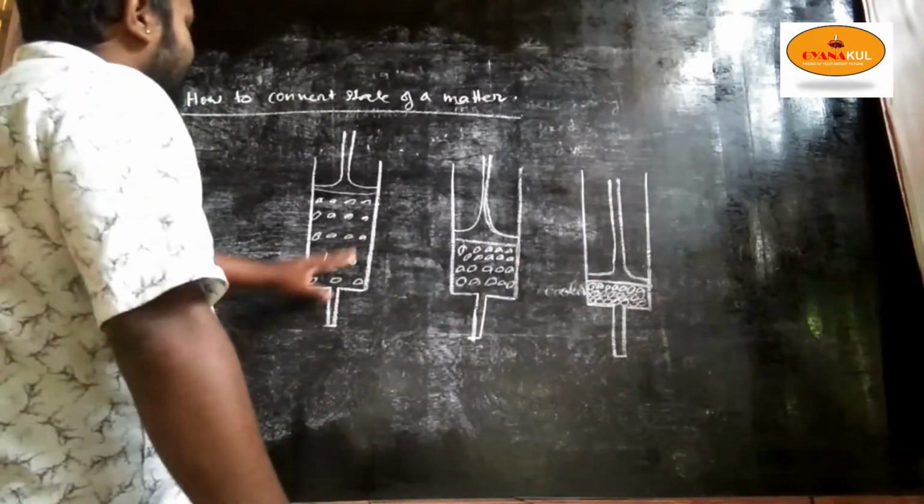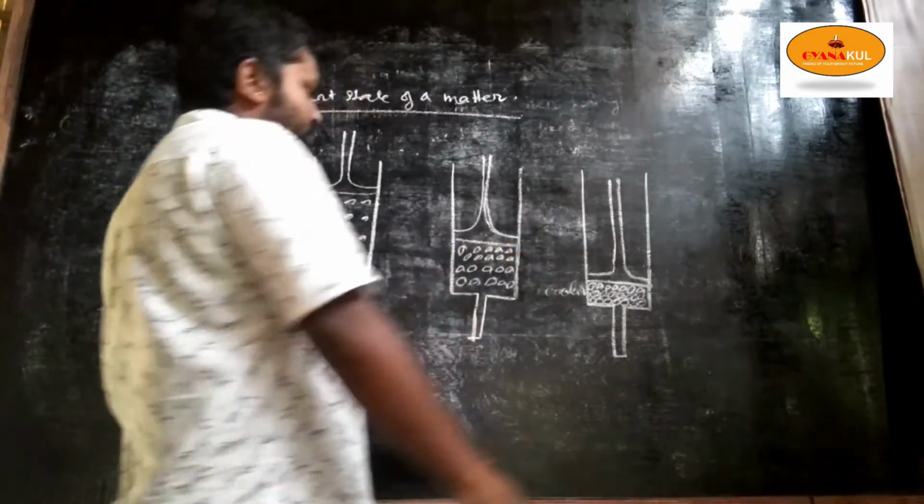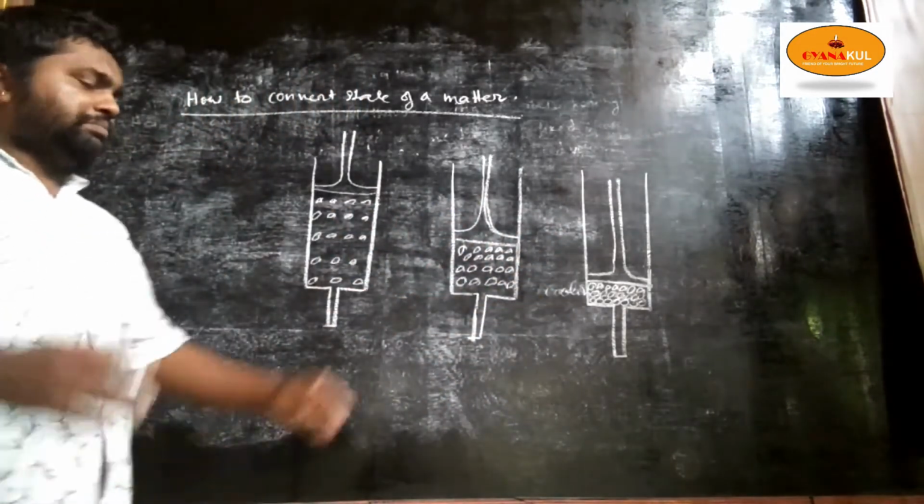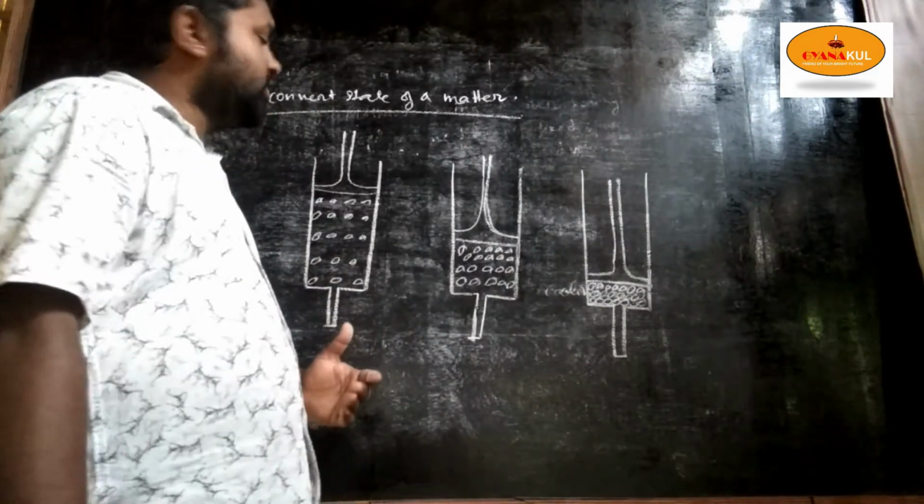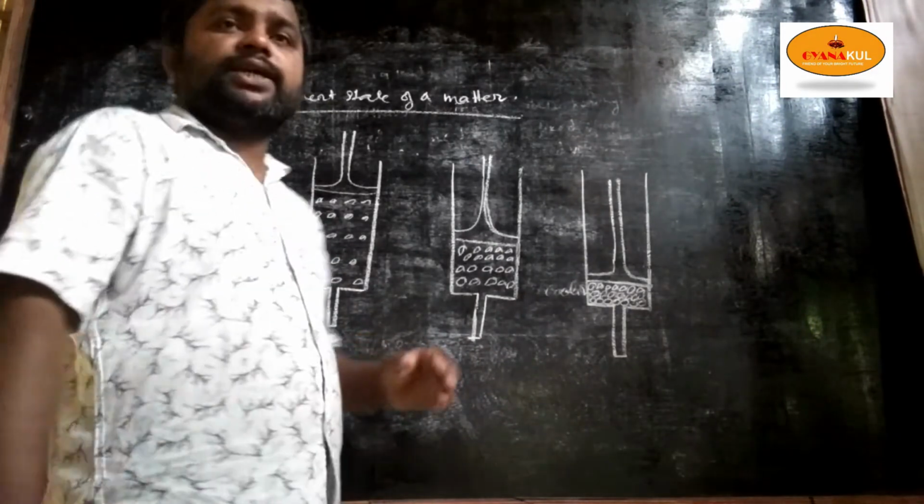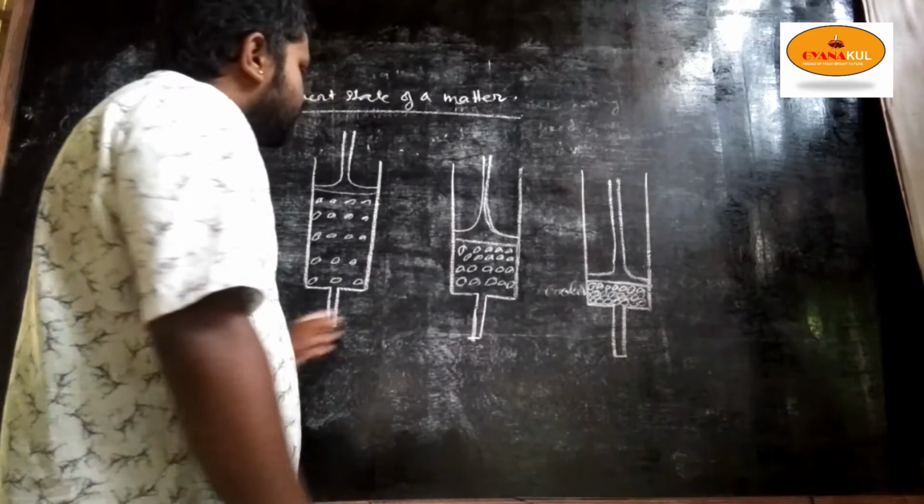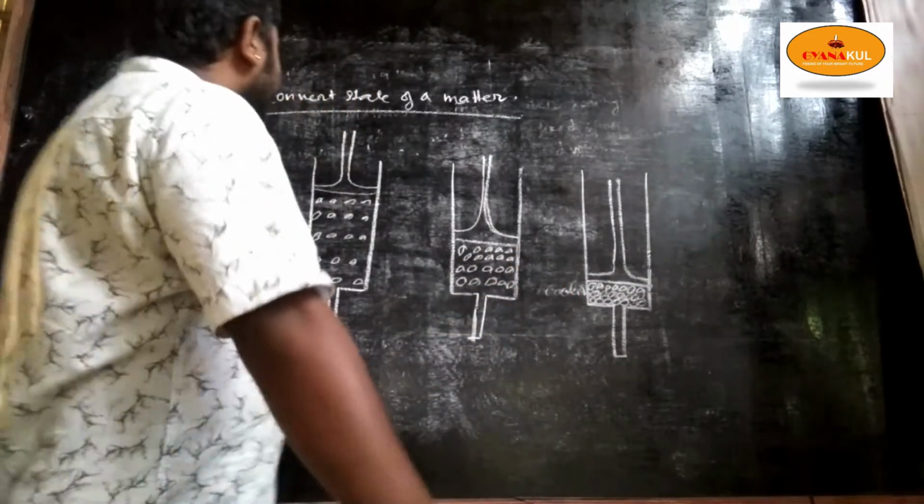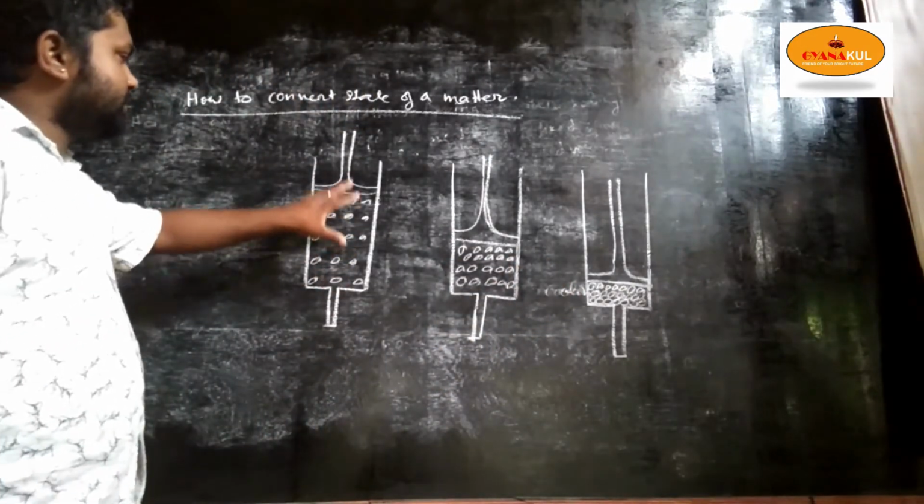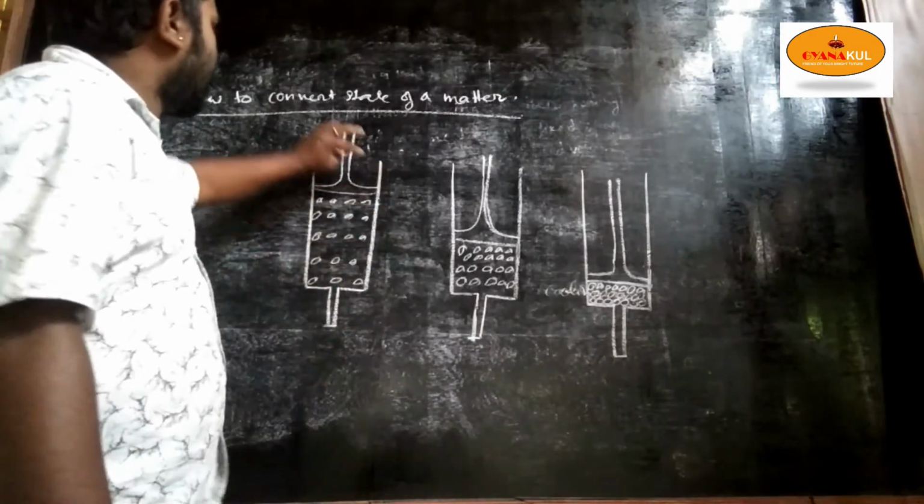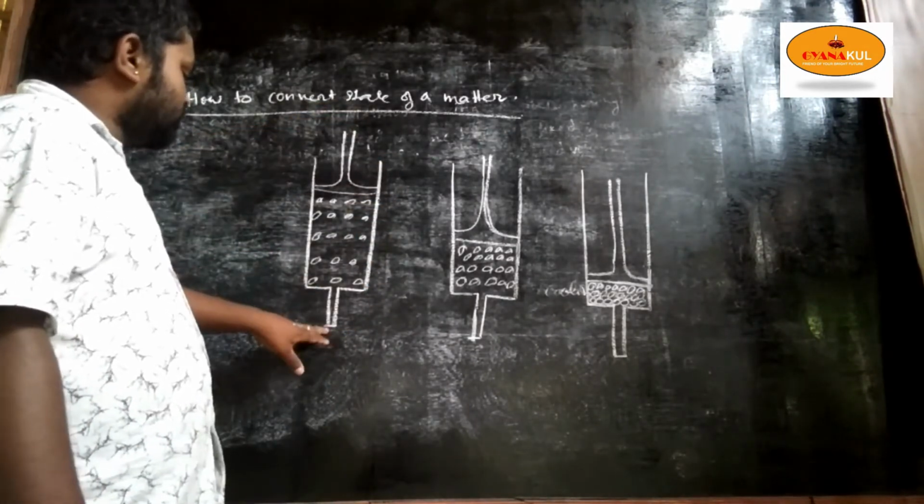So there is one example. By pictures, I would like to show you how by using pressure we can convert one state to another state. That means from gas to liquid, liquid to solid. Let us see. This is a syringe, and this is the piston, and it is locked from this side.